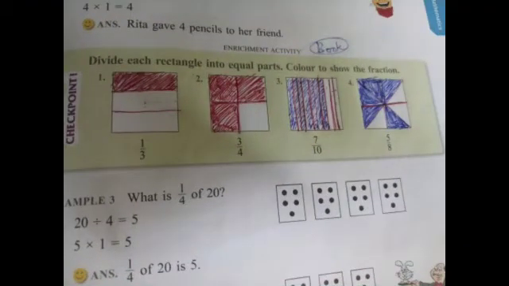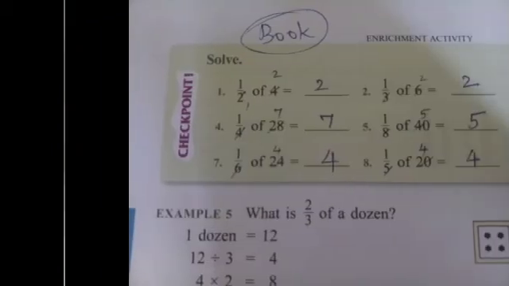Next, the checkpoint at page number 91. Divide the rectangle into equal parts and color the shaded portion. They have given 1 by 3, which means we need to cut the square into 3 parts and color 1 part. The second one is 3 by 4. We need to cut it into 4 parts and color only 3. Next one is 7 by 10. We need to cut it into 10 parts, and from that we color 7. And the last one is 5 by 8. We need to cut it into 8 parts, and from that we color 5.